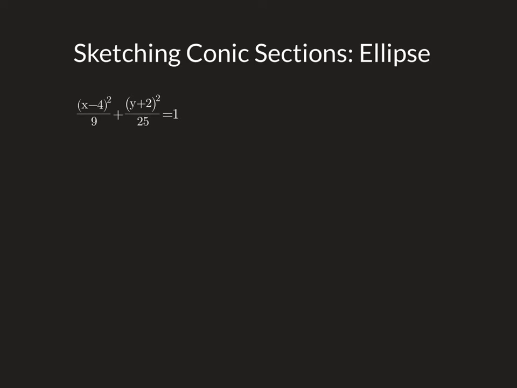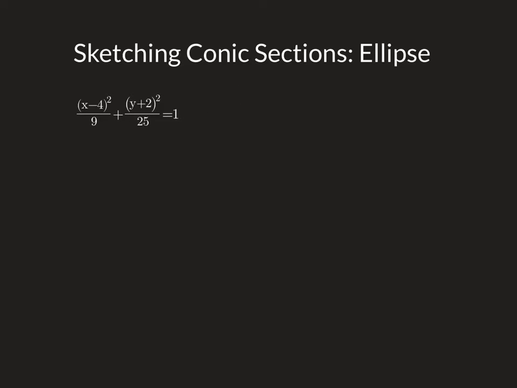Okay, here we have another conic section. This is an ellipse. We know it's an ellipse because there's a plus in between these two squared things. There are these numbers on the bottom, and they're different, which is important, and it equals 1. So this is the standard form of an ellipse conic section.